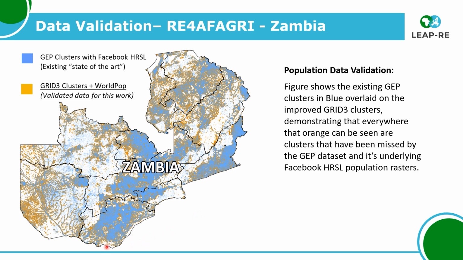Everywhere that you can see orange clusters and not blue is where the Grid 3 clusters are showing population, where the previous information does not. There are also many areas in blue where false information has been showing settlements that do not exist. This can be shown in the next slide.